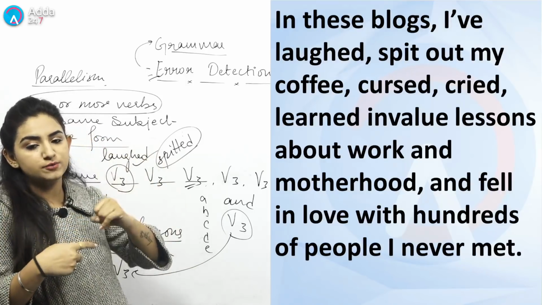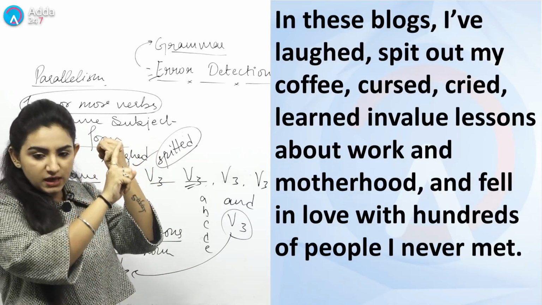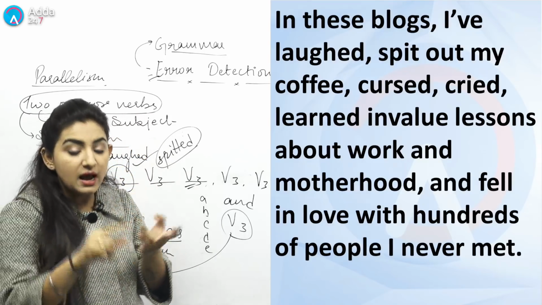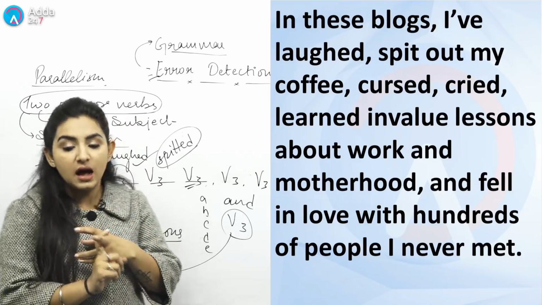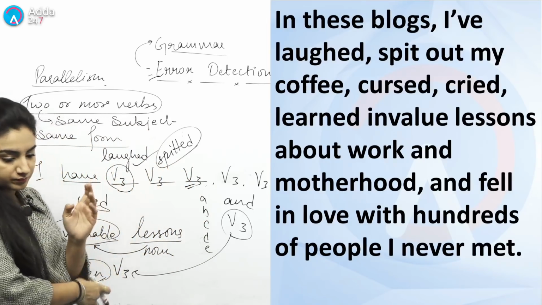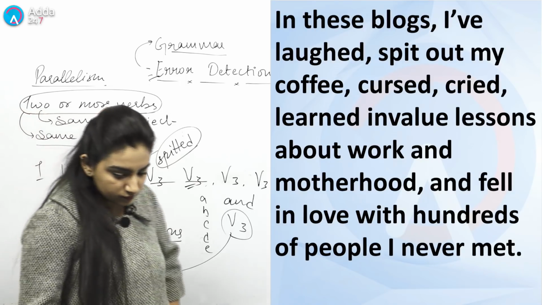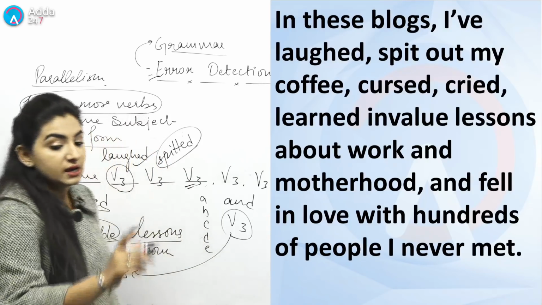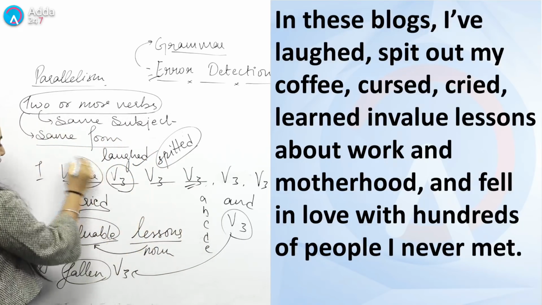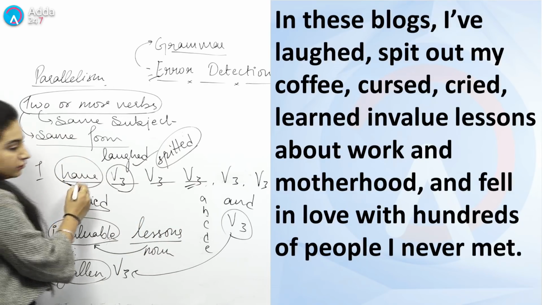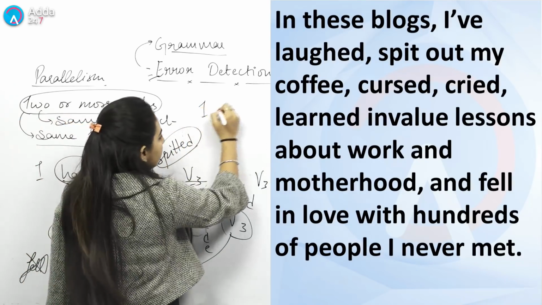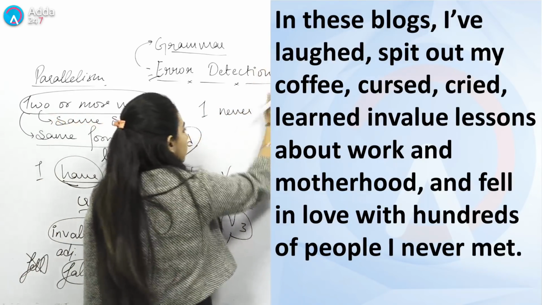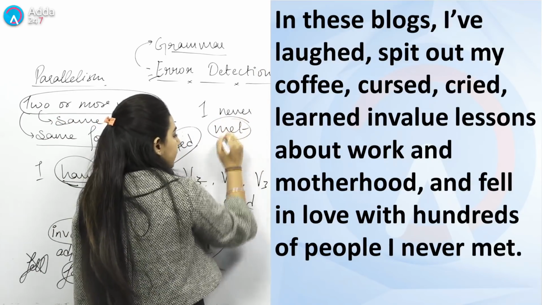So we have in these blocks, I have laughed, हो गया, spitted out my coffee, cursed, cried, learned invaluable lessons about work and motherhood, and fallen in love with hundreds of people I never met. Now, is this correct? बताओ. Is the other part correct? Now see, if I'm writing have here, अगर मैं have से sentence start कर रही हूँ, then how is that possible कि I never met अगर लगाओगे? If you place I never met, so met is verb second form, this goes in past tense.